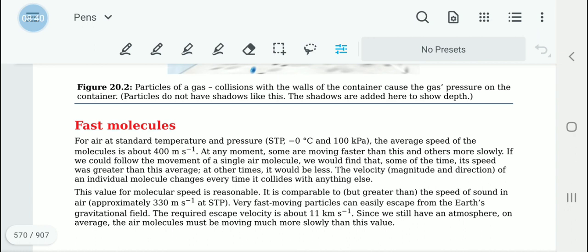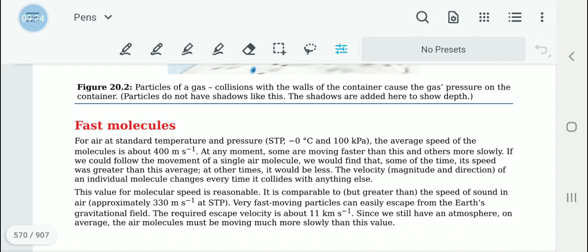If there are particles that have the ability of moving much faster, they can escape Earth's gravitational field. You have learnt in gravity, in our earlier lessons, that if an object is fired at a higher speed, then it will leave the Earth's gravitational field. If something is to go into orbit, it has to be fired in that particular range. So now the escape velocity is 11 kilometers per second, right?